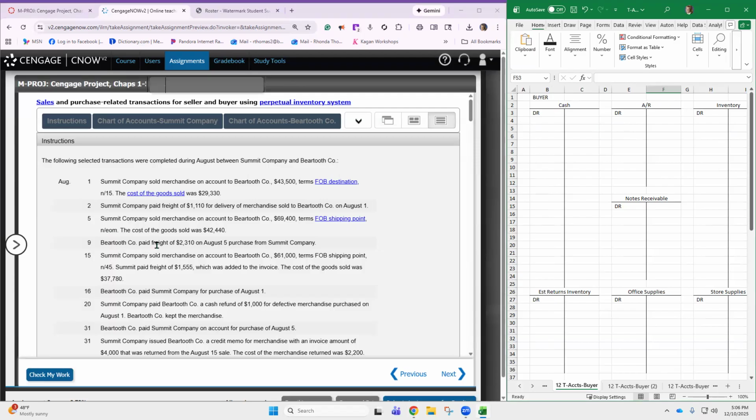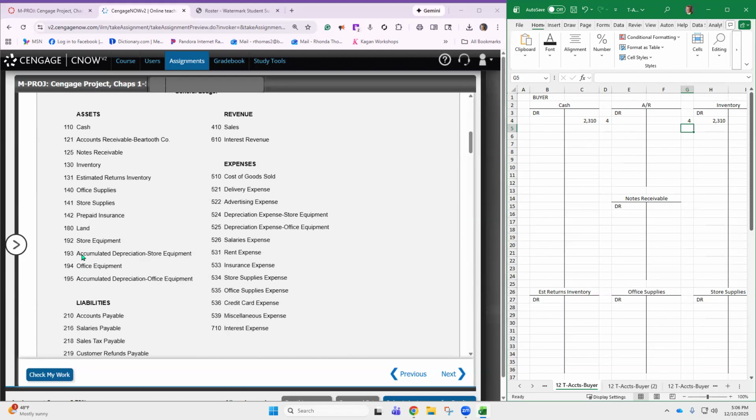All right, so we're going to pay the freight. If you pay something, down goes cash. I'm going to make my cash go down first. So 2310, and this is actually transaction number 4 on the list. And when we do that, because we are the buyer, we are going to include that in our inventory, because we have to pay for the shipping. So the debit's going to go to inventory and the credit's going to go to cash.